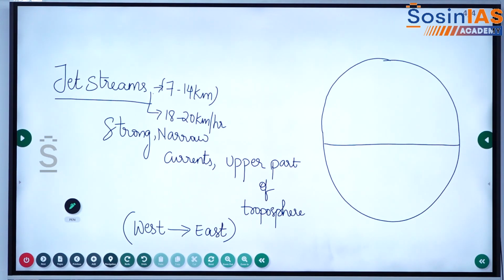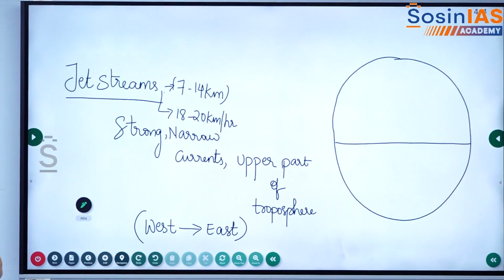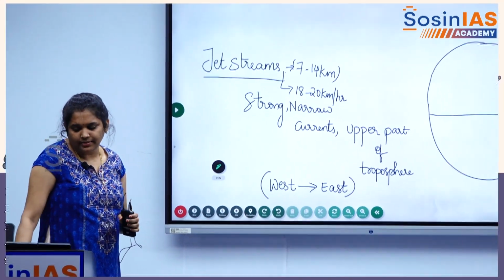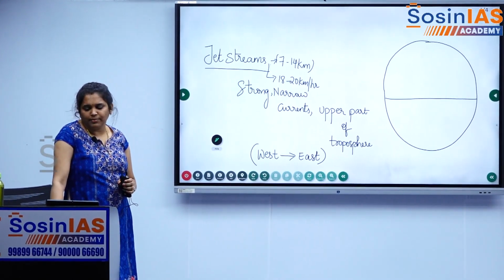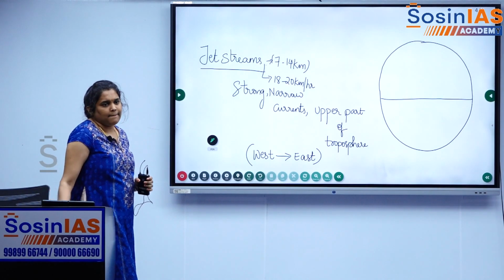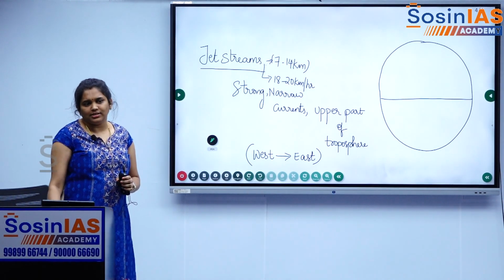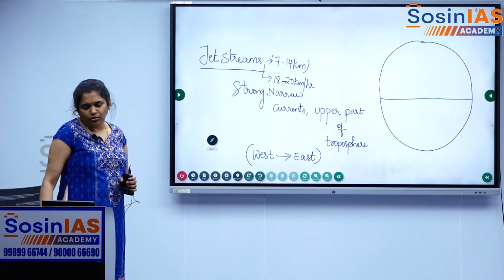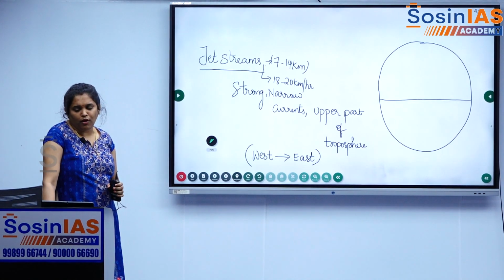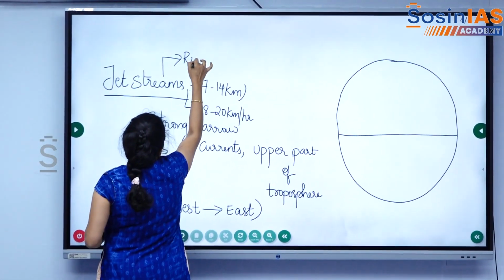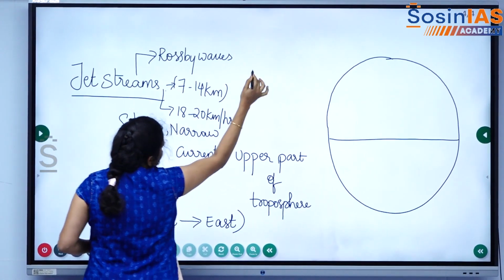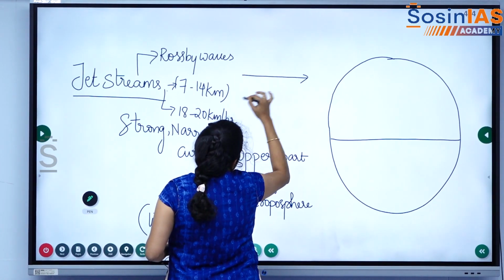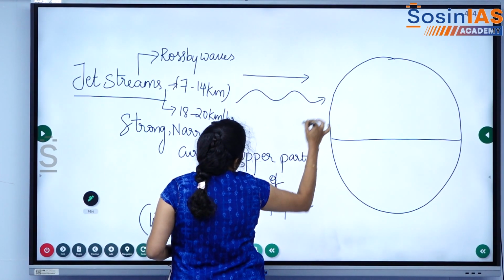Then under that please write, jet streams are not always straight. They will meander over a period of time to form Rossby waves. It means most of the time jet streams move like this, sometimes they will move like this as well.